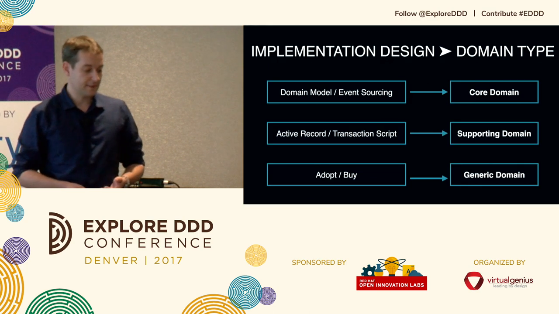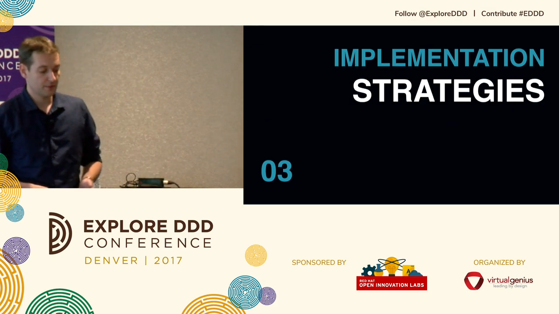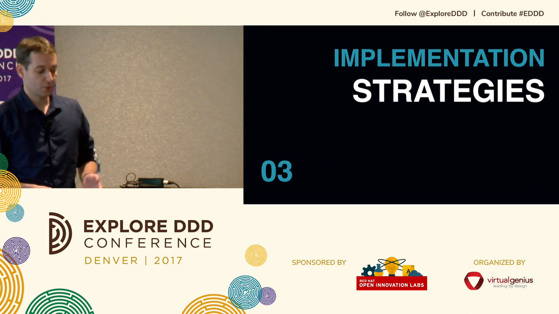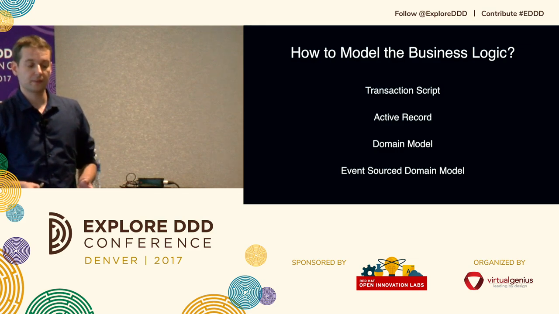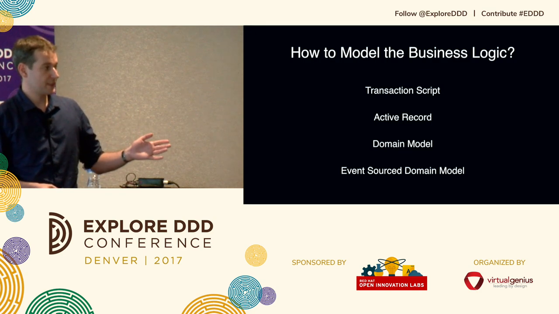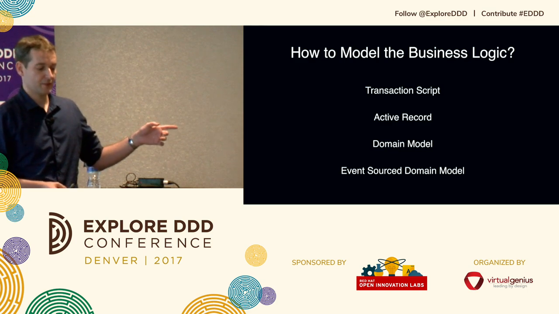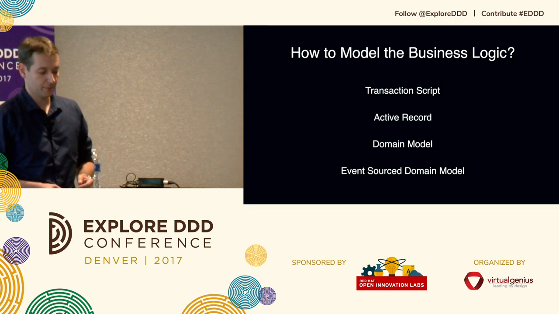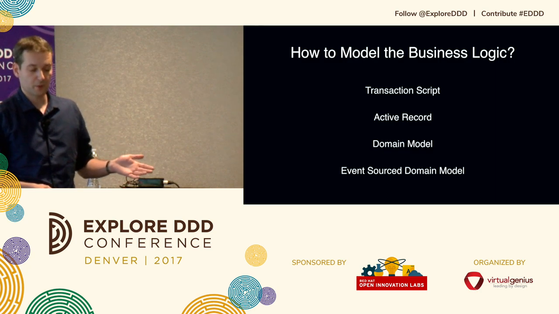And by the way, designing the implementation strategy first is pretty simple. We found a couple of very simple heuristics to streamline this decision-making process. The most important question you have to answer here is how should the business logic be modeled in code? And here we have four options, four patterns: transaction script, active record, domain model, and by domain model I mean the tactical patterns from DDD, and event sourcing. You can decide which of these patterns you should use by answering a few simple questions.